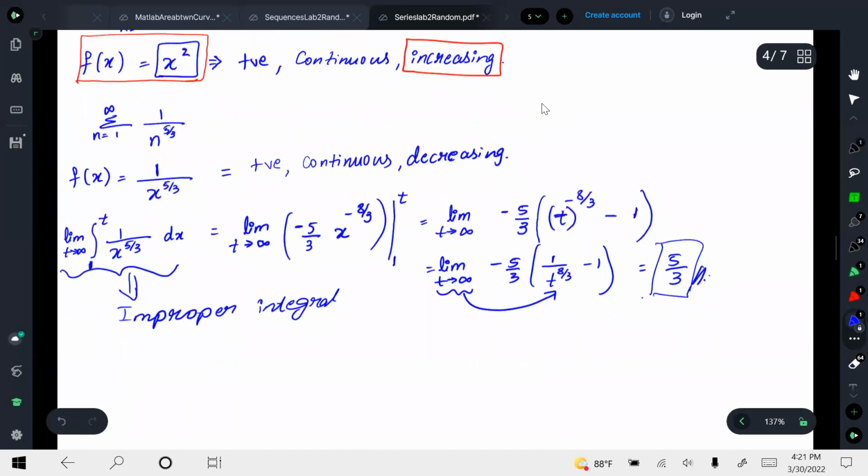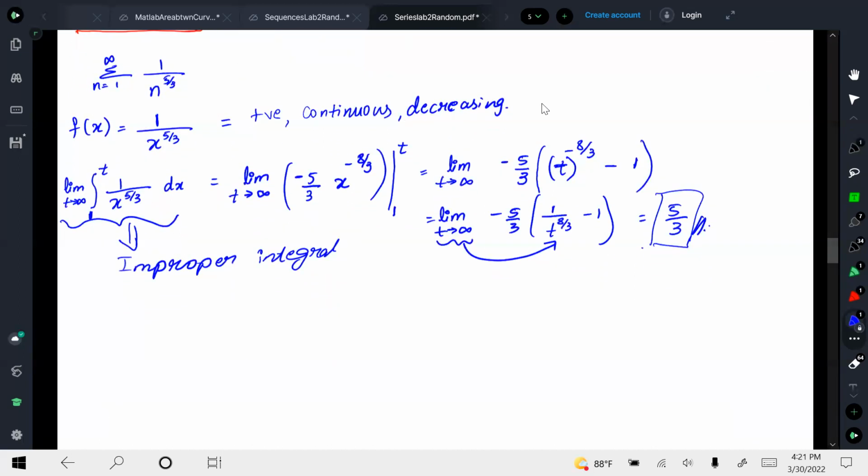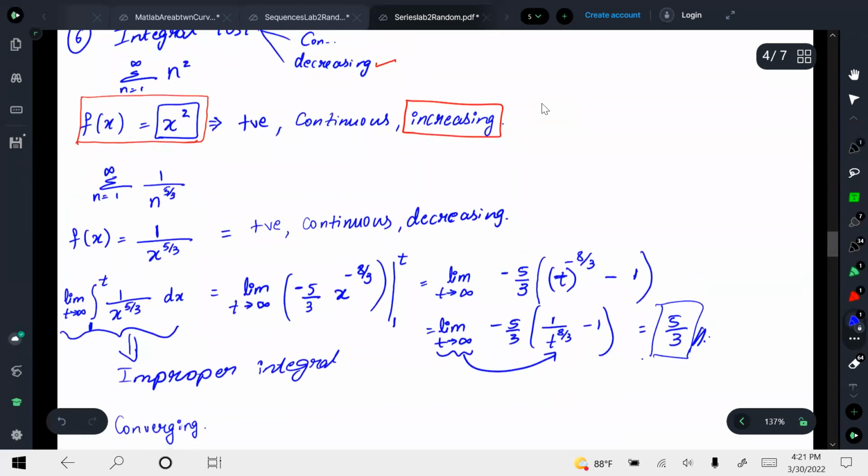Okay, so since we are getting a finite value for the limit, we can say that the series is converging according to the integral test.